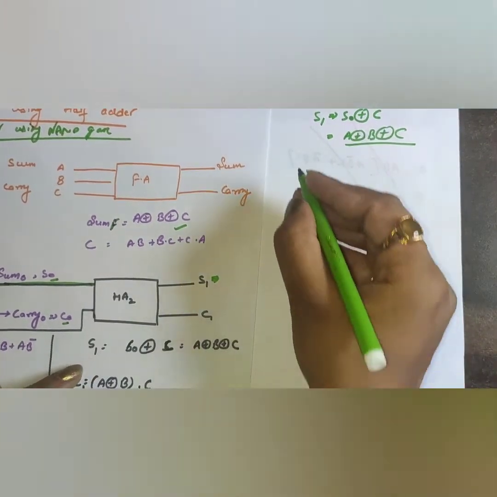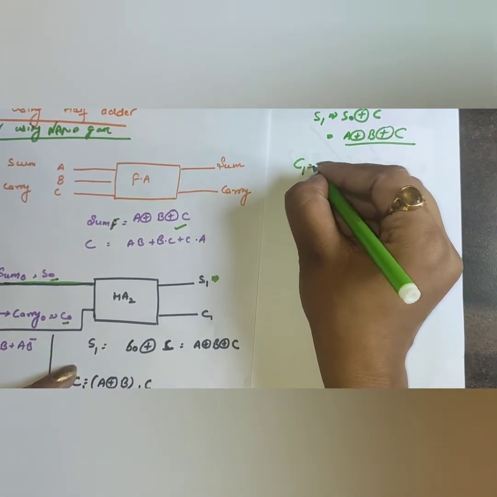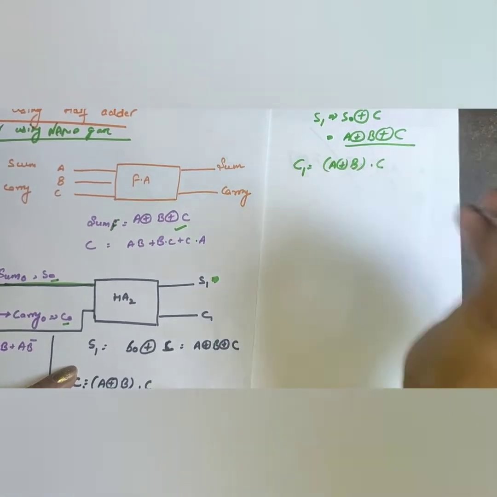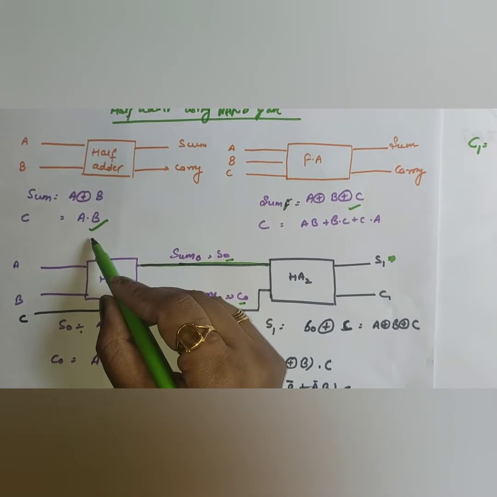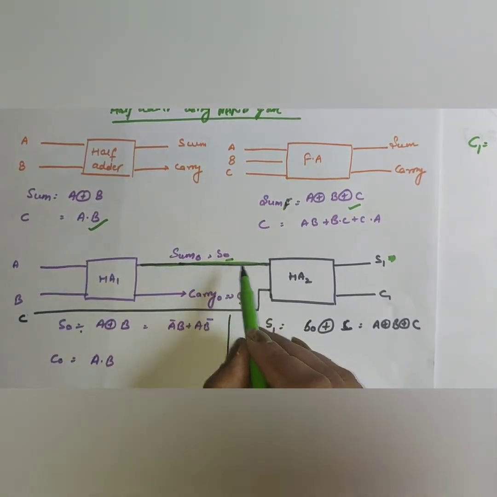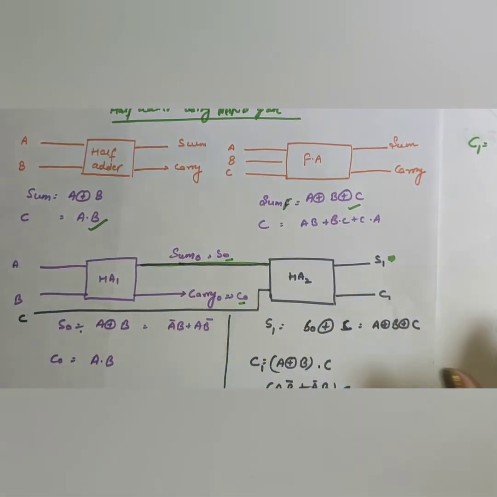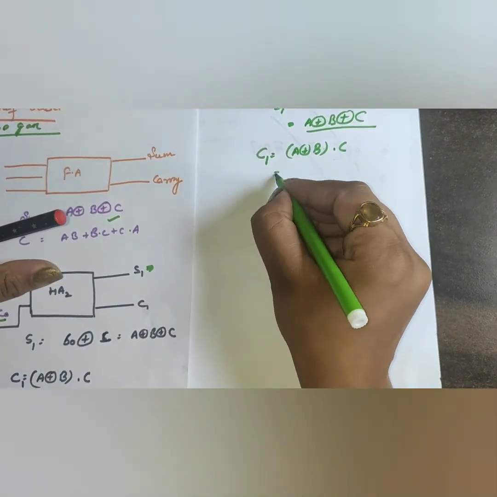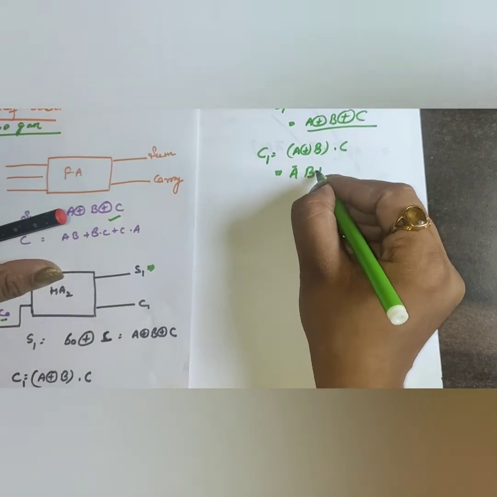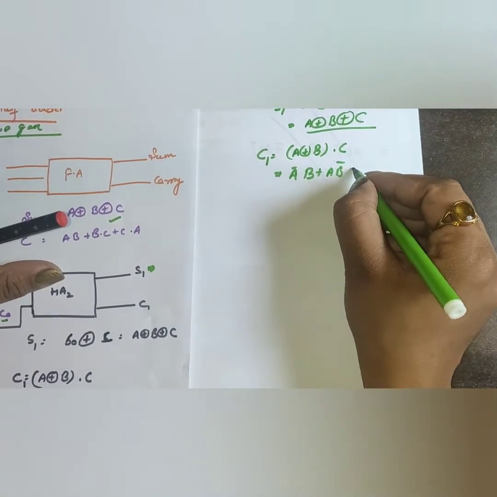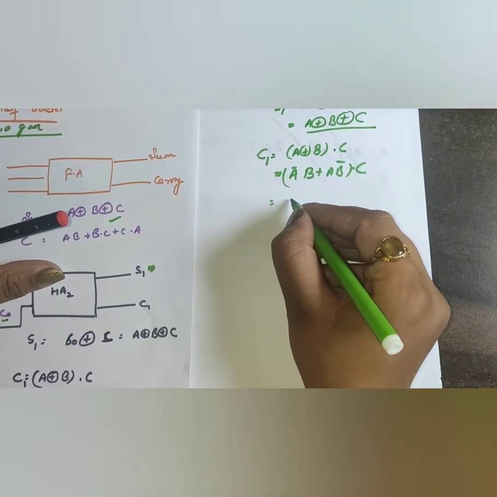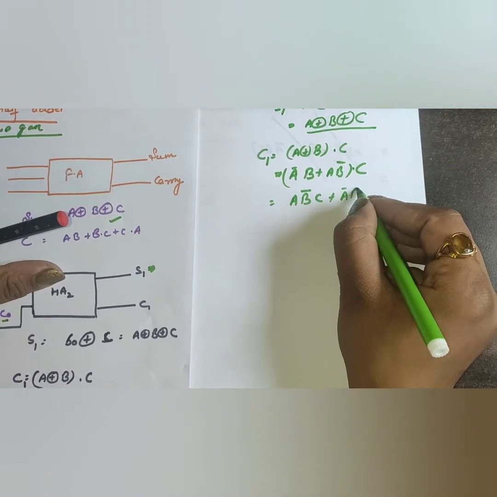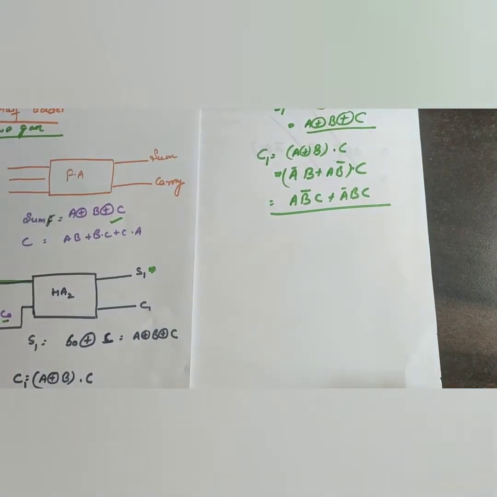Now what about carry? C1 is the carry of the second half adder, which is the AND of its inputs. Here one input is the sum S0 and the other input is C. So C1 is (A XOR B) dot C, which gives A B bar C plus A bar B C by the distributive law.